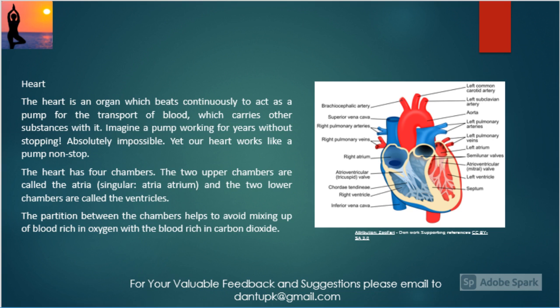What will happen if the blood rich in oxygen and the blood rich in carbon dioxide mix with each other? To avoid this from happening, the heart has 4 chambers. The 2 upper chambers are called the atria, and the 2 lower chambers are called the ventricles. The partition between the chambers helps to avoid mixing up of blood rich in oxygen with the blood rich in carbon dioxide.